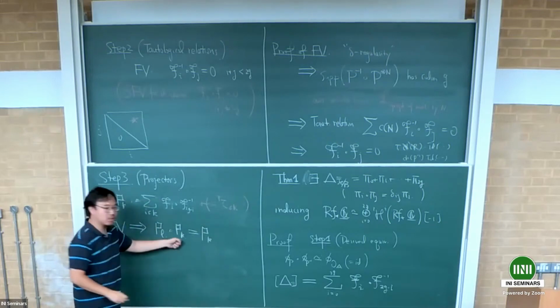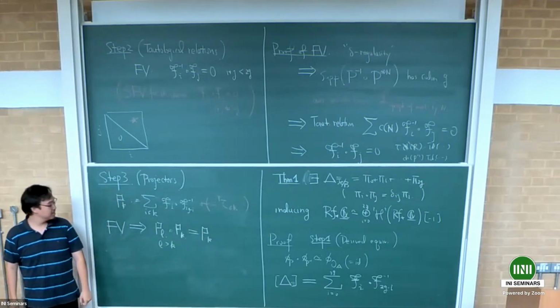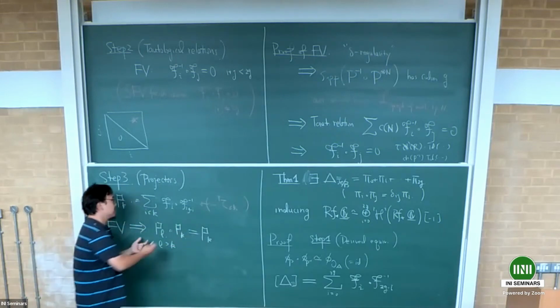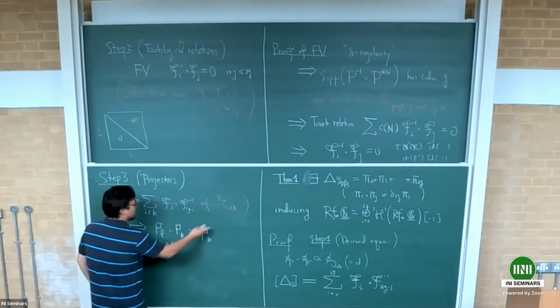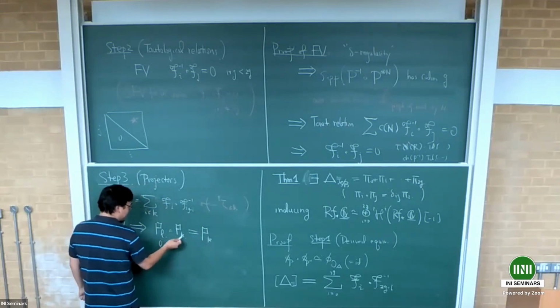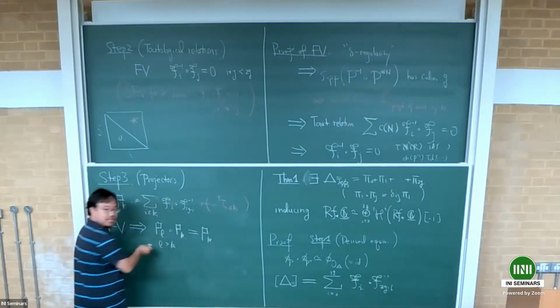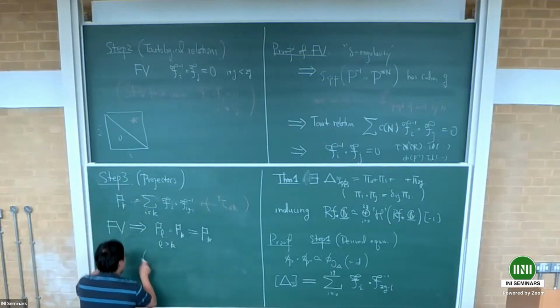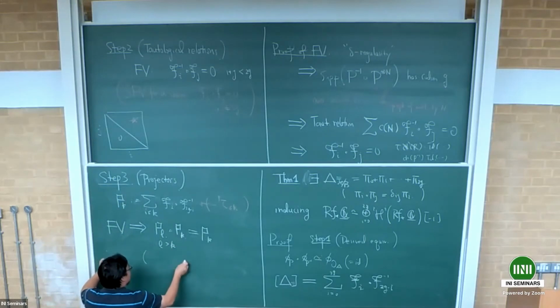PK. So this is just a formal consequence of the Fourier vanishing. You just write down the terms, this is not that surprising. This is natural from the truncation perspective, right? So this means you truncate at K first and then truncate at a bigger place. Nothing happened.